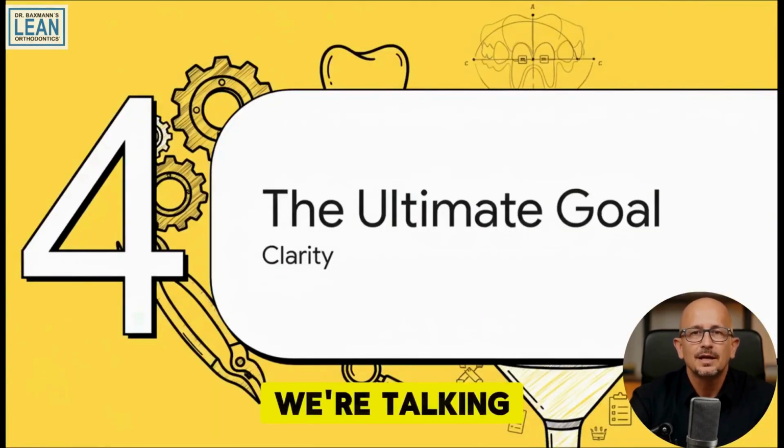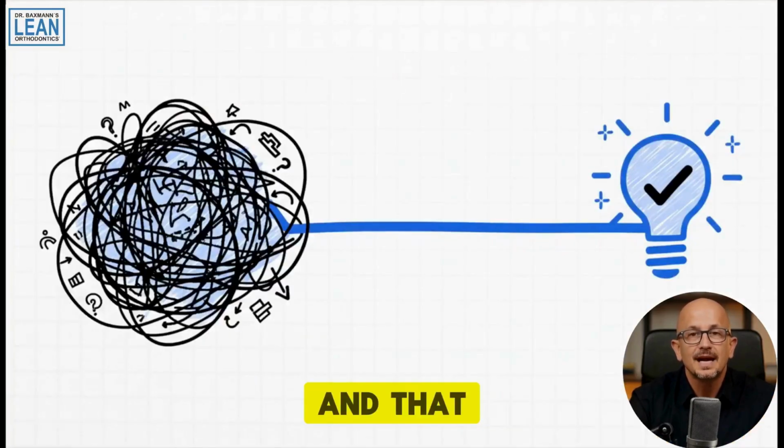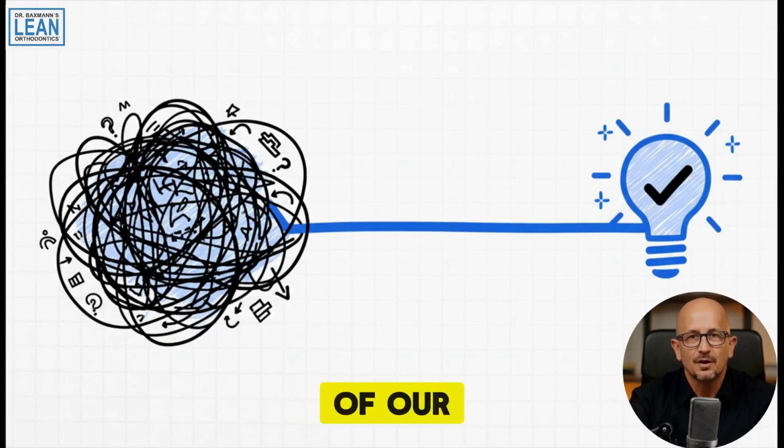So, whether we're talking about that 5-second analysis, the 10-value ceph, or the ABCD system, all of these tools are all pointing toward one single unifying goal. And that goal is clarity. The whole point here is to reduce complexity so that we, as clinicians and as the leaders of our practices, can act with confidence and with efficiency.